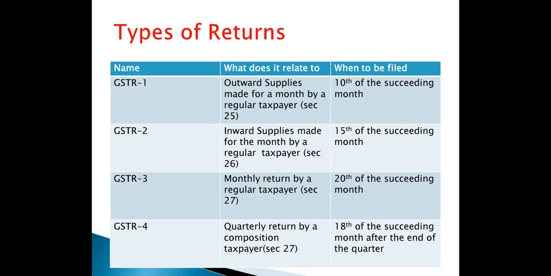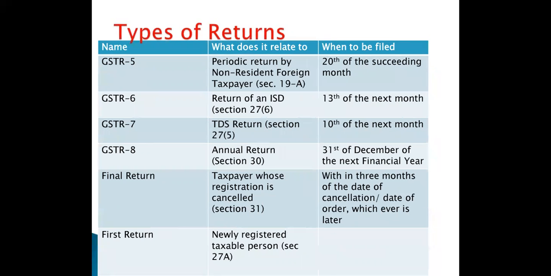GST return form number 4 is the quarterly return by a composition taxpayer. So somebody who doesn't want to pay regularly, like monthly, can go for a quarterly return. Then it is filed on the 18th of the succeeding month after the end of the quarter. Then GST return form number 5 is the periodic return by a non-resident foreign taxpayer. Right, this is the periodic return filed by a non-resident taxpayer who is a foreign taxpayer, and it is to be filed on the 20th of the succeeding month.